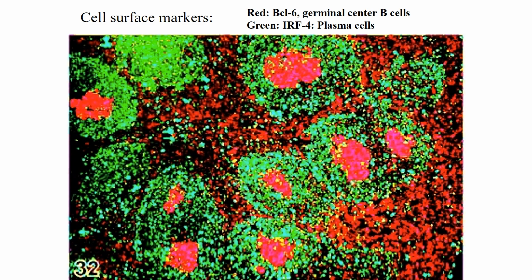This is one of the examples of how it is used to identify cell surface markers, right? For example, the red color here is BCL6, which is a marker for B cells, and the green color here is for IRF4, which is a marker of plasma cells. So it clearly shows that these are the B cells and these green ones are plasma cells, which are, if you recall, the next step after activated B cells. So immunohistochemistry is used to identify the localization of these different cells.